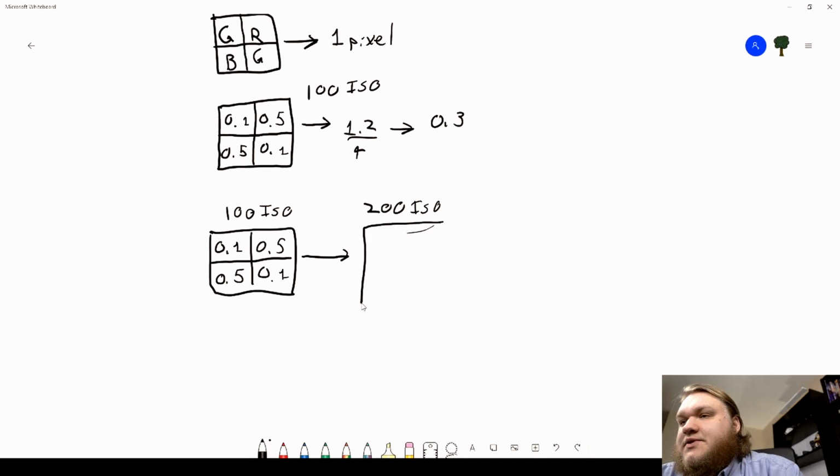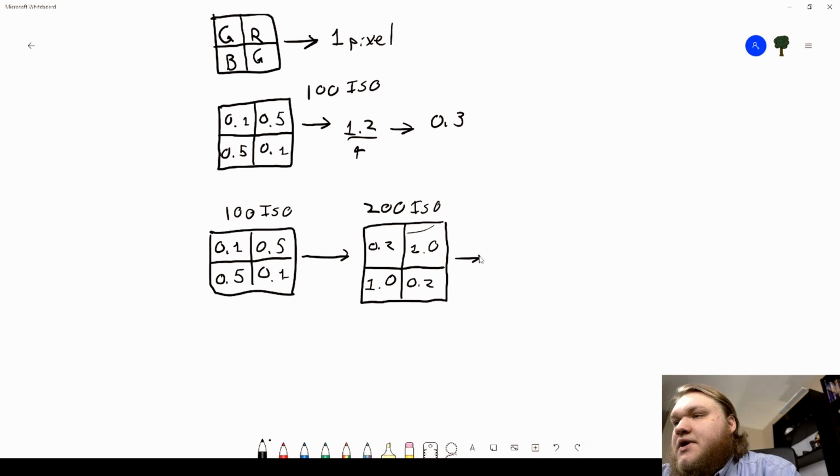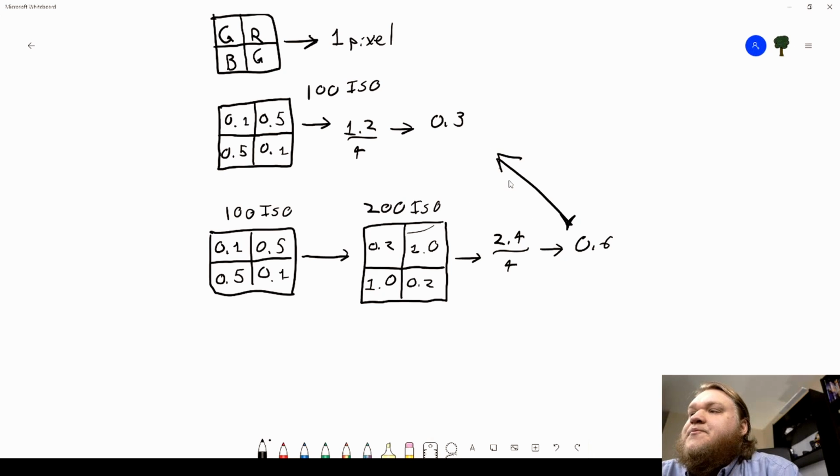What you can think about is that we multiply each of the values by 2. So that's going to give us 0.2, 0.2, and then we'll have 1.0 and 1.0. Let's say we're doing black and white again, just for simplicity's sake. So we have 2.4 divided by 4, and that's obviously going to give us 0.6. As we can see, by doubling our ISO, we doubled how bright it was. And that's basically all ISO does: by increasing ISO, you make the image brighter.